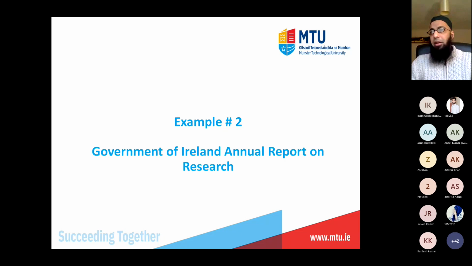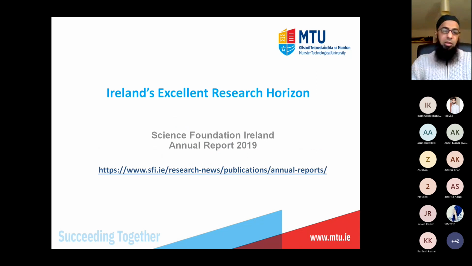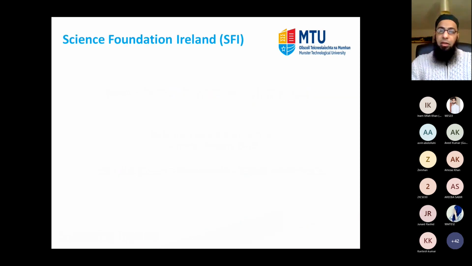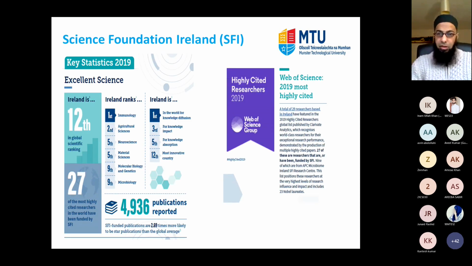So here in Ireland, we have one organization known as Science Foundation Ireland. It is basically a government body, and it looks after all the higher education research in Ireland. Each year they publish their annual report describing where the research is going on here in Ireland. Based upon that report and their recommendation, the government allocates the funds, and then they share that funding to different universities, research bodies, and scientists. So they have a huge budget.